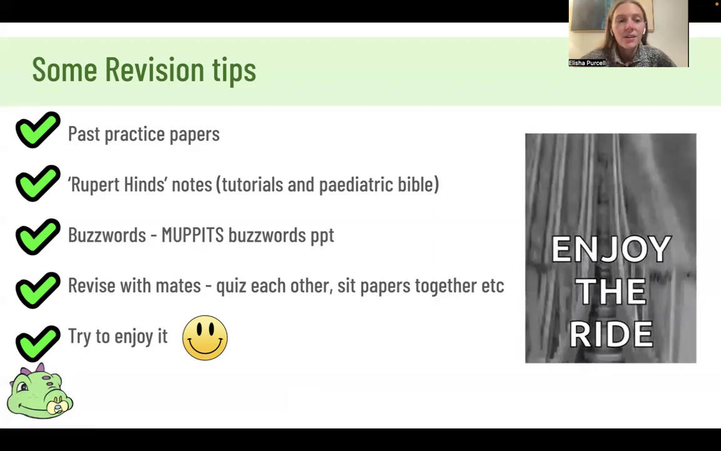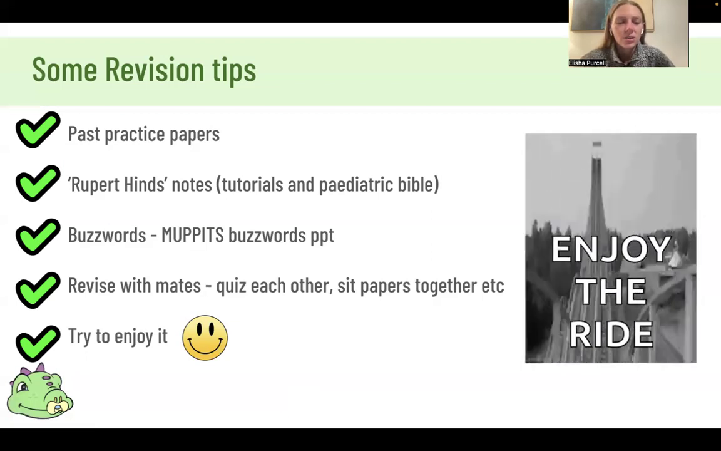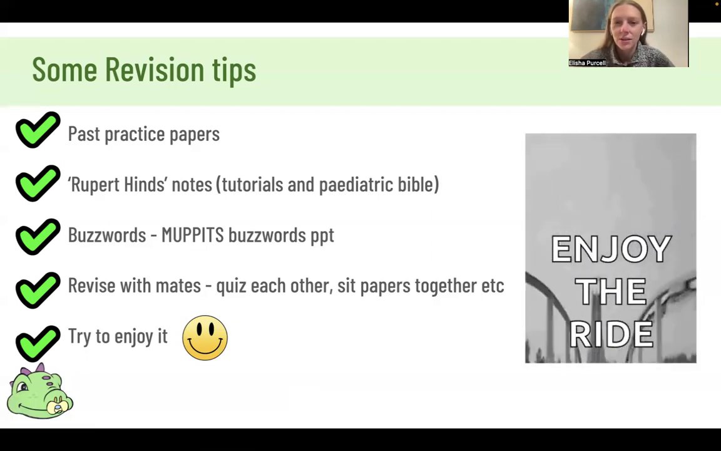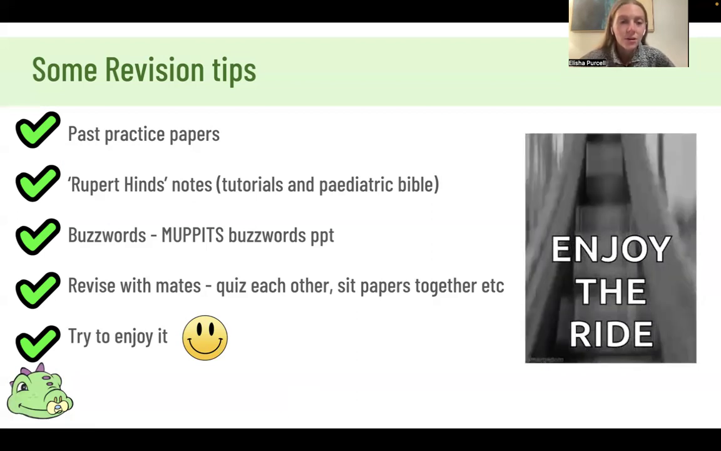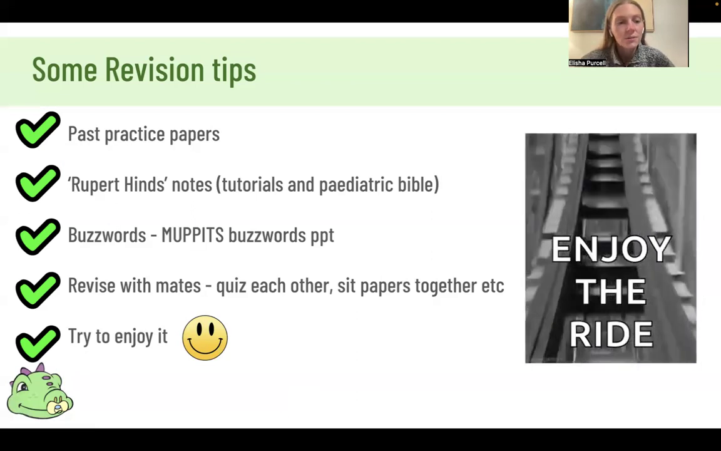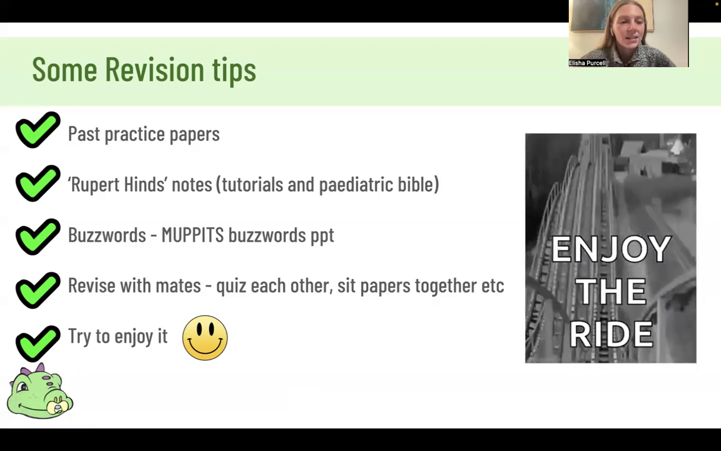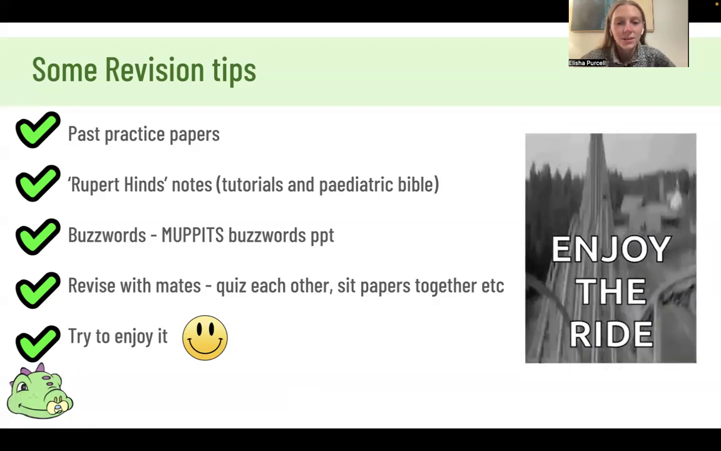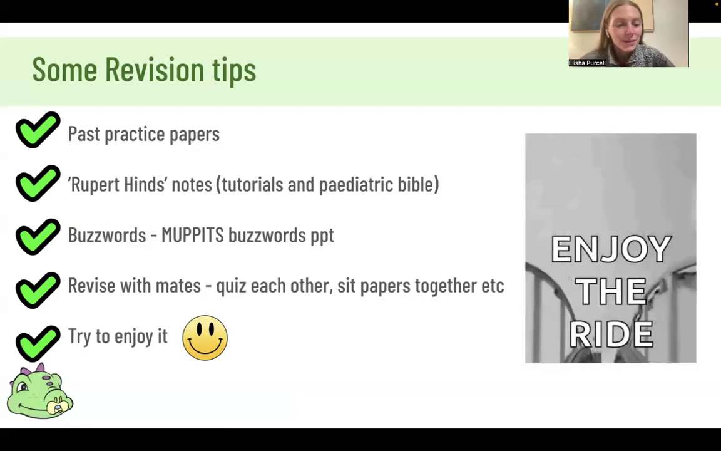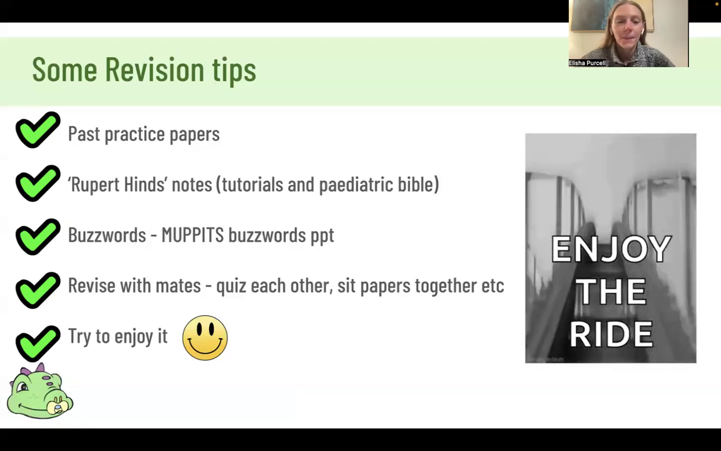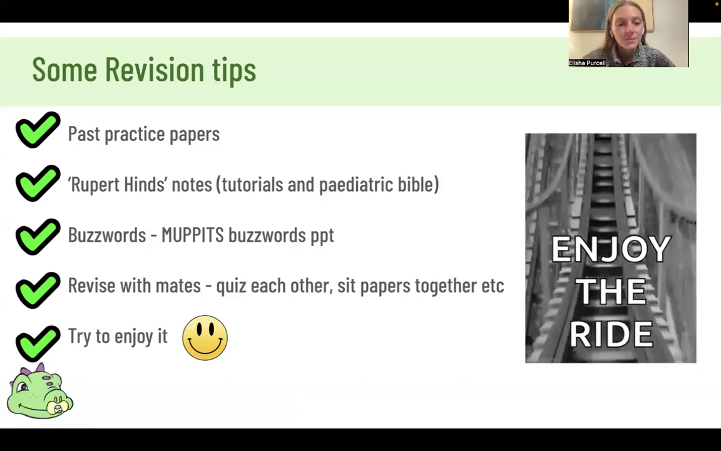Next tip I'd give is definitely use the Rupert Hines notes. A previous Rupert Hines student made these tutorials and a thing called the Paediatric Bible. I would definitely read them and use them to revise because they're really high yield notes. And if anyone has Rupert Hines as their tutor, that's awesome, I'd listen to everything he says. The next thing is buzzwords. MUPPETS, like I said earlier, has a buzzwords PowerPoint, so definitely use that to revise.